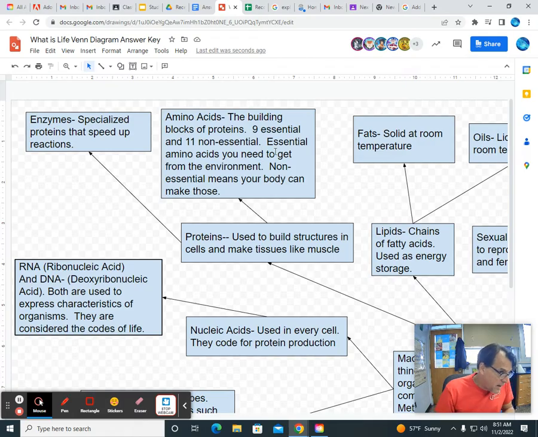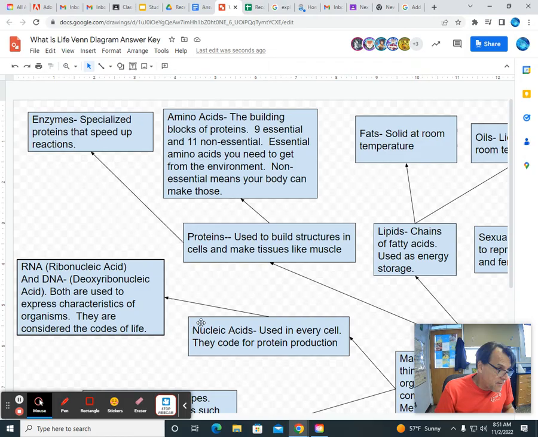Some of them are essential. Essential means that you have to get them, and your body can't make them. You have to get them from other sources. For us, that means we have to eat things that contain these essential amino acids. The other 11 are non-essential. That means your body can make them if you give it enough nutrients to be able to do that.